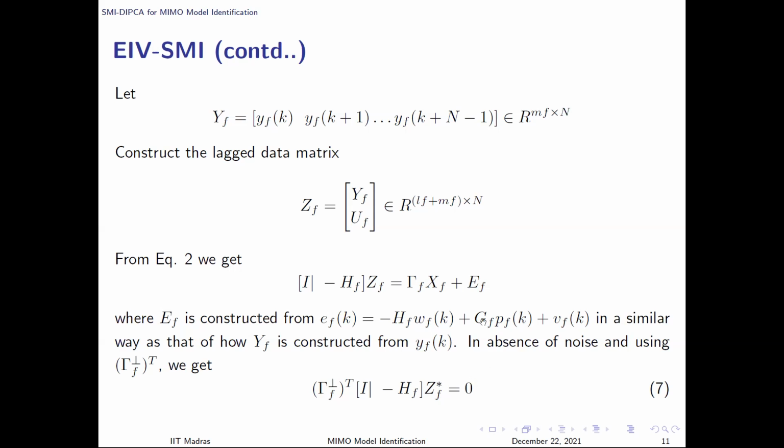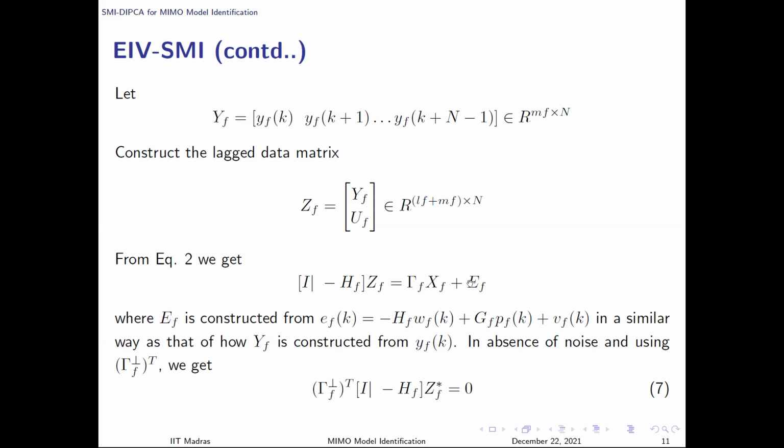People don't know what EF is, what is the variance of EF, because it contains many parts. It has the variance of the output, the variance of the input, multiplied by HF, which is also not known, GF is not known, process noise not known. So it's not very easy to see how to actually handle these errors in the noisy case. In the noiseless case, of course, we can say there's a constraint, but what if we have noise?